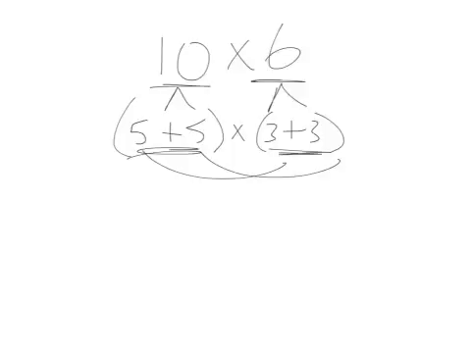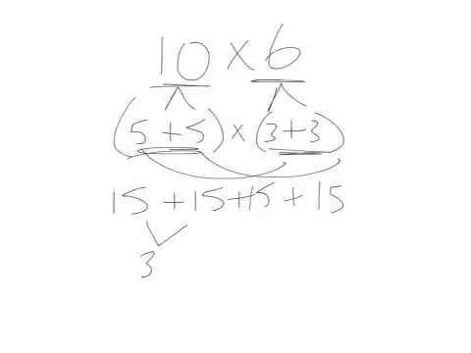5 times 3 is 15, and 5 times 3 is 15, and 5 times 3 is 15, and 5 times 3 is 15. And if you add them all together, this is 30 plus these two equals 30. And the answer still ends up being 60.